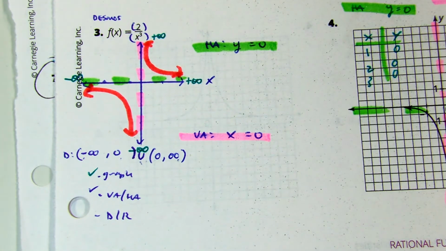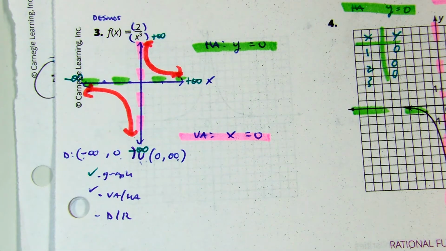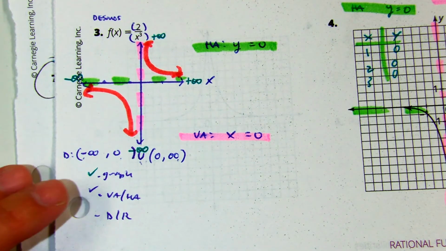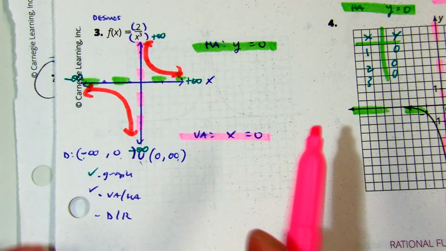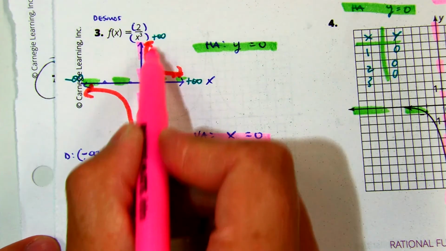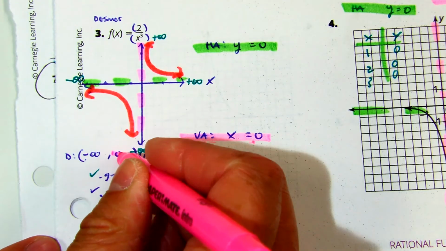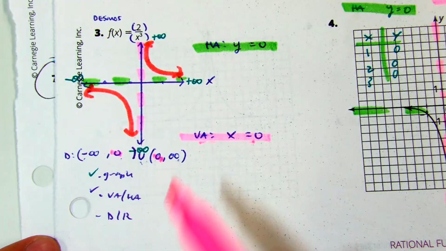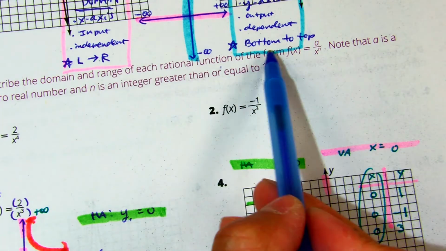So again, the domain refers to the x values. Let's talk about the range. Before I move on to the range, I want to show you guys a hint. The hint is the vertical asymptote, the pink one, is actually right here. Let's do the range. The range, you will move in this direction, bottom to top.